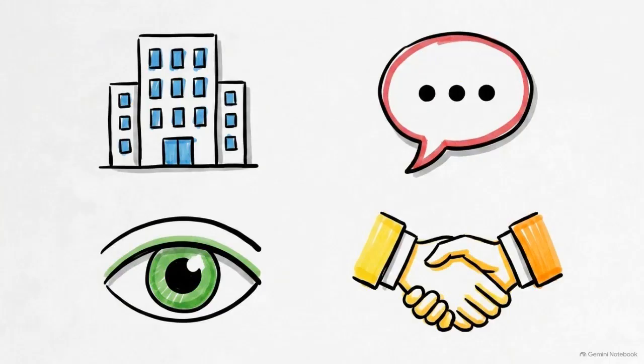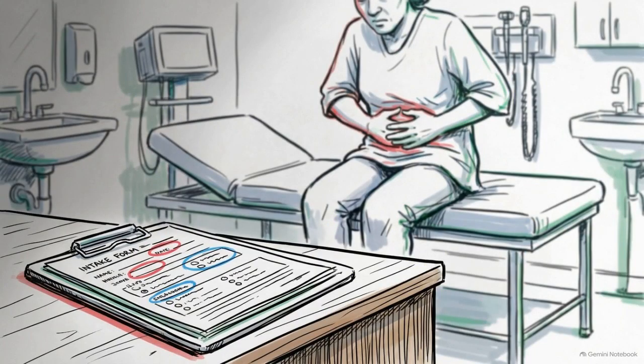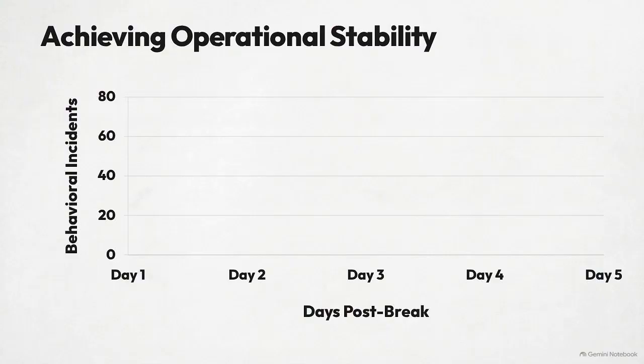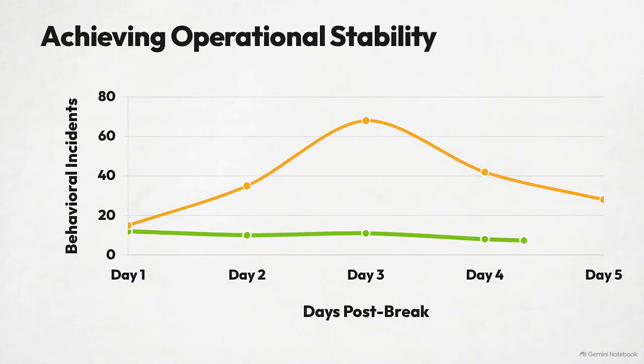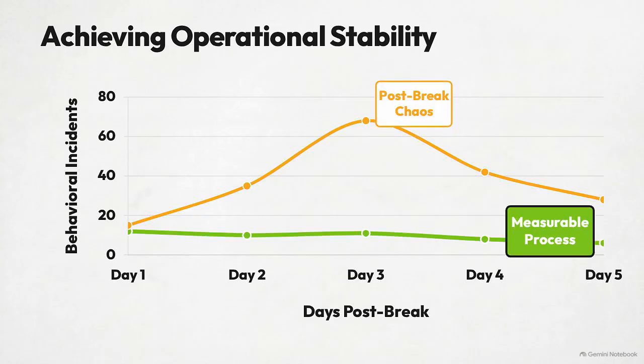To handle this, we use a standardized 4-step post-break re-entry protocol. It is specifically designed to catch the physiological markers of stress before they escalate. By implementing these 4 steps, you take the post-break chaos and turn it into a manageable, measurable operational process.